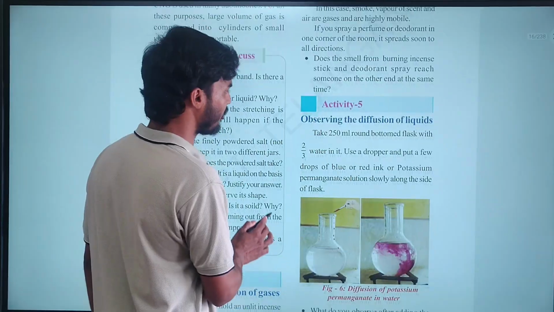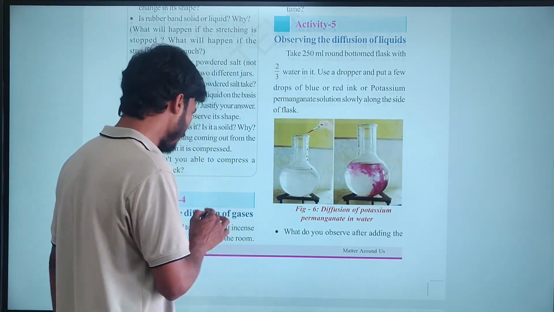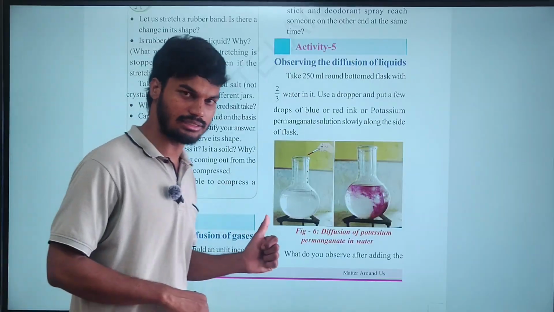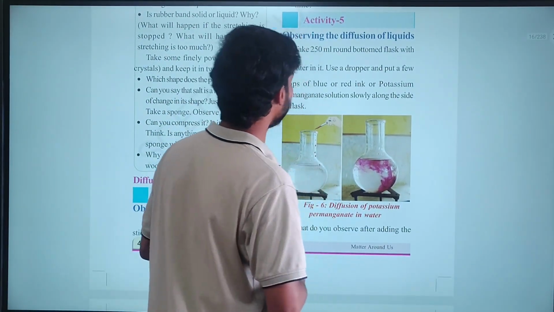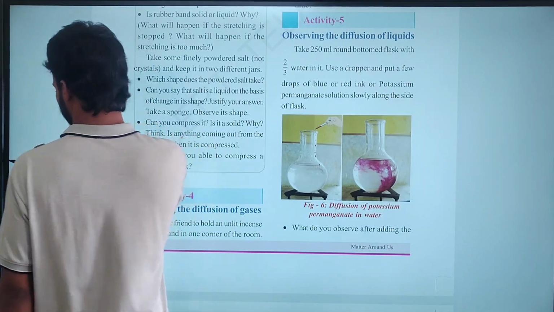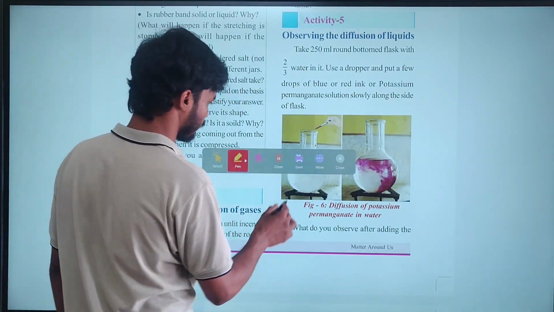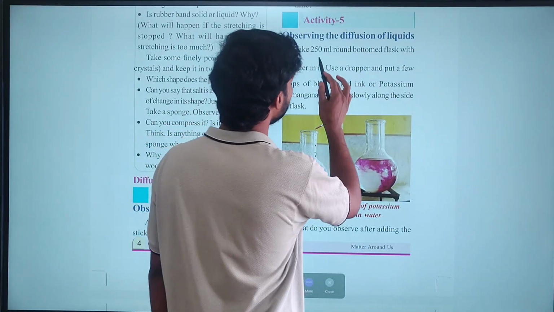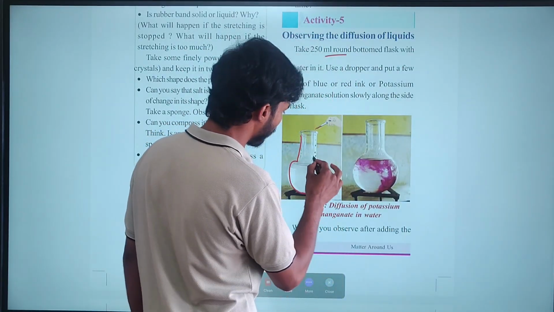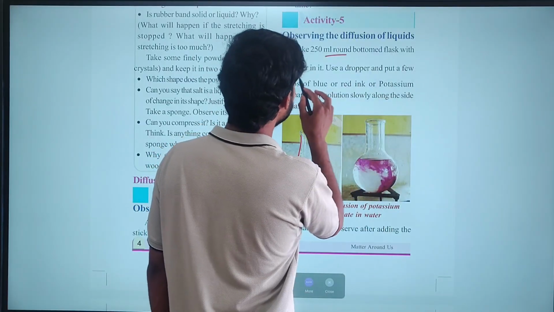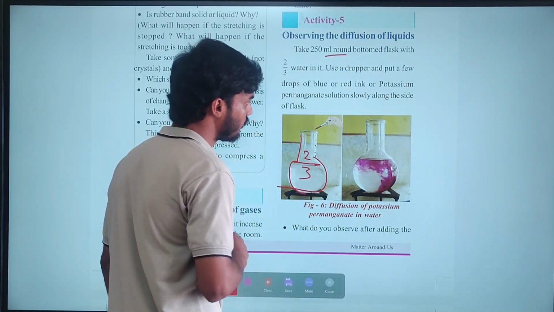That is about activity 4, and activity 5 is to observe diffusion in liquids. Activity 4 was diffusion in gases, and activity 5 is diffusion in liquids. Take a 250 ml round bottom flask filled with 2/3 of water.